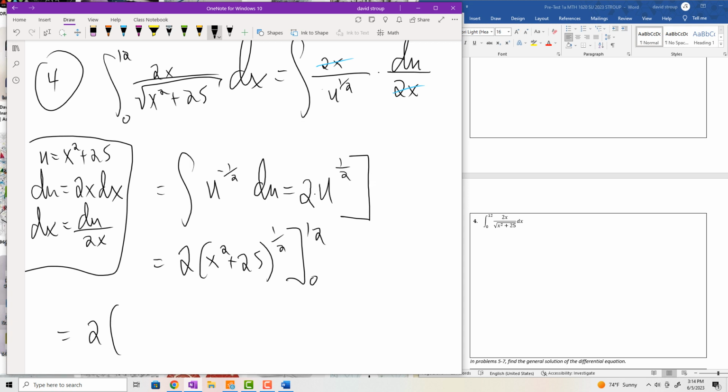12 squared is 144 plus 25 is 169, I believe. And then plug in 0, so 0 plus 25 is 25. So it'll be 2 times 13 minus 5, which is 2 times 8, which is 16.